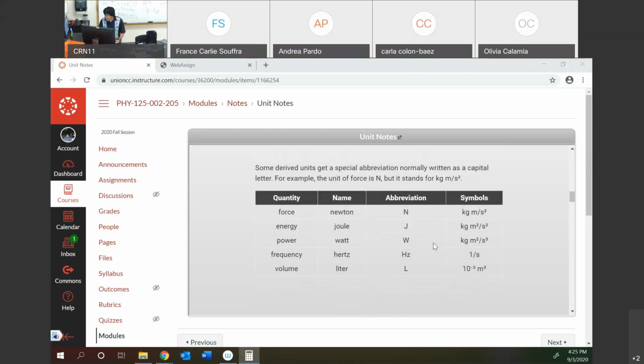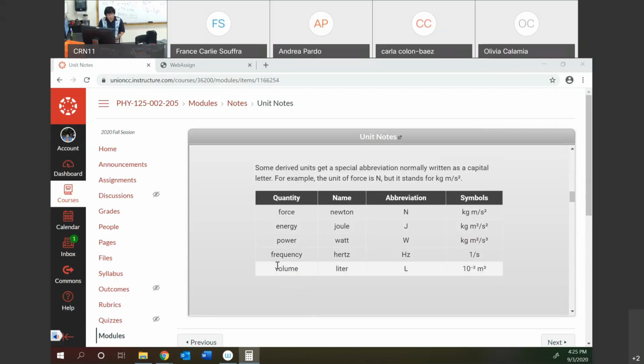All right. And then some of the concepts that we're going to be studying. All right. The concept of force. The unit of force is Newton, right? Because he's the one who studied them and introduced them. You know, Newton's laws. Energy is joules. Power is watts. Frequency is the inverse of time, or hertz.